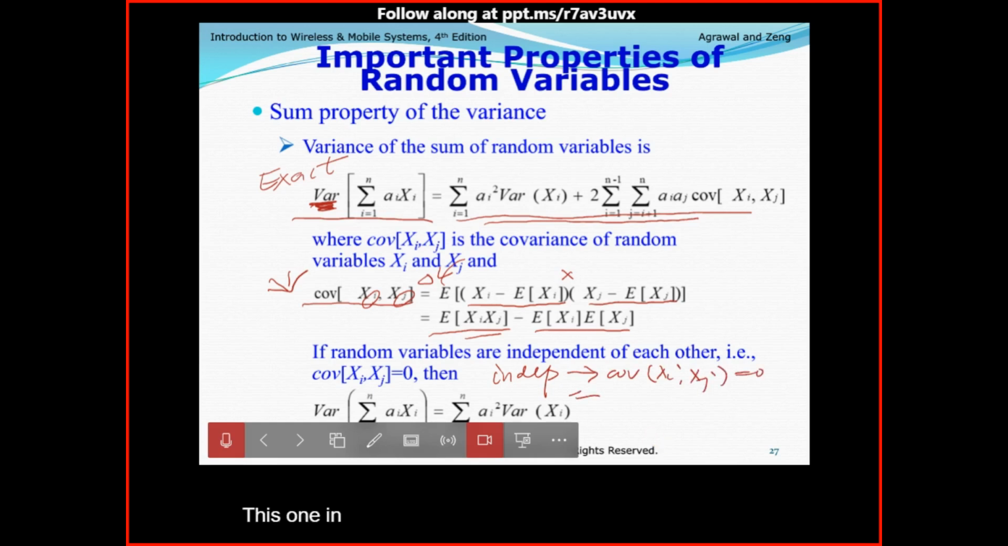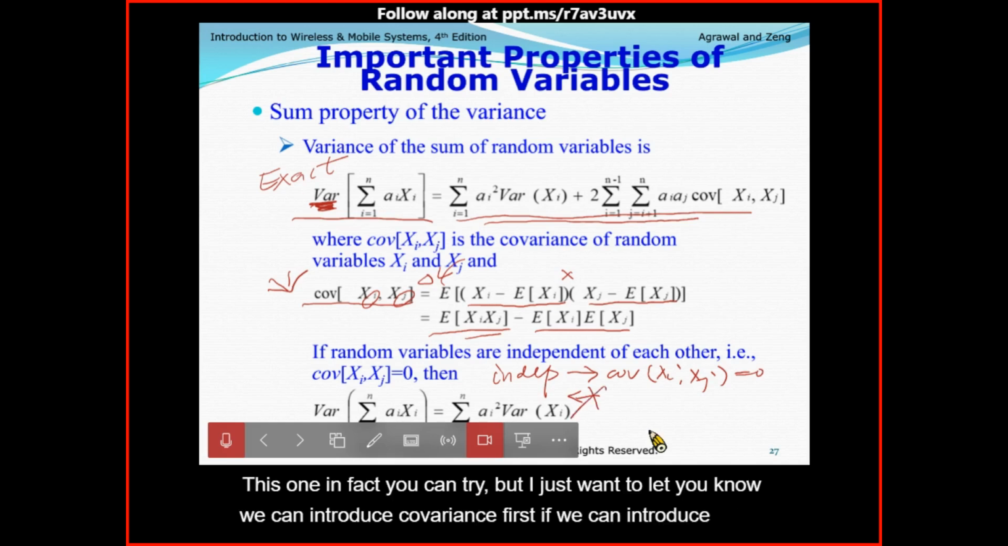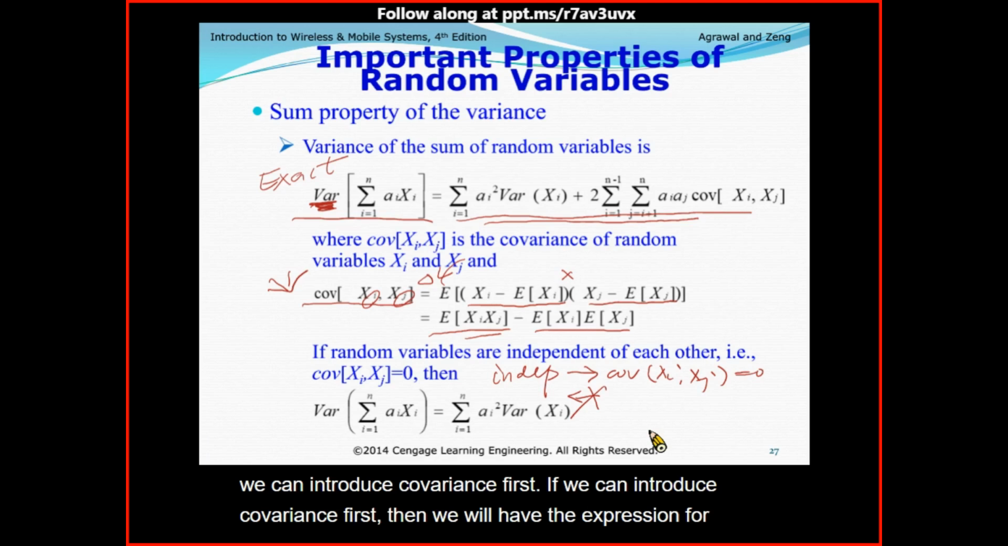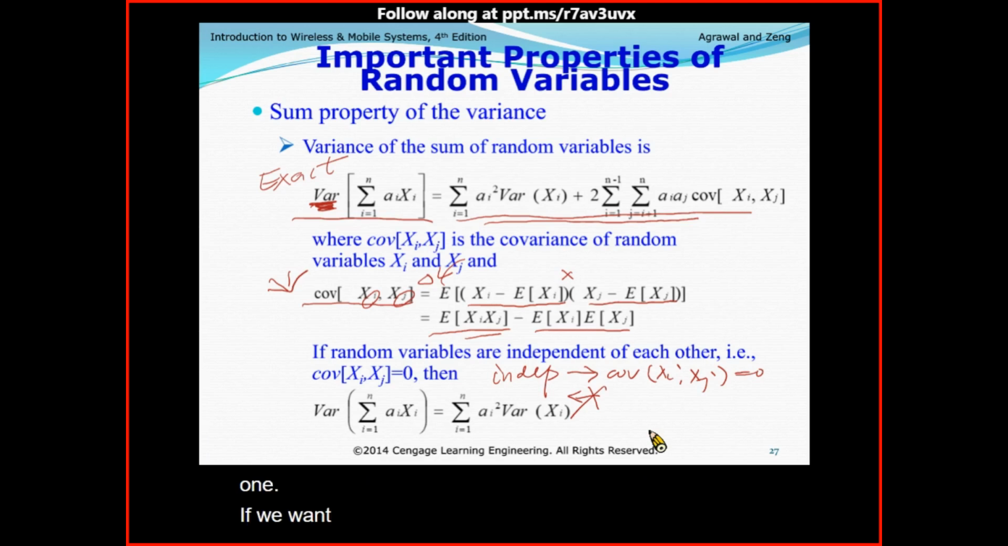However, does covariance equal to 0 imply independence? No. Well, we just want to apply the property. As for this one, you can look it up for sure.